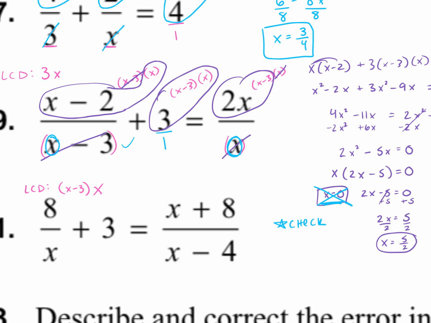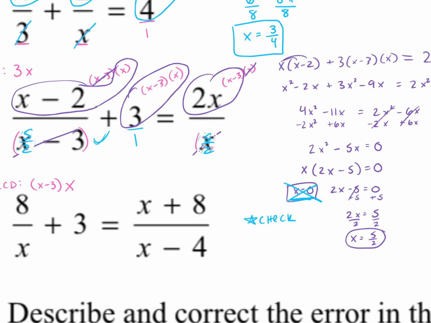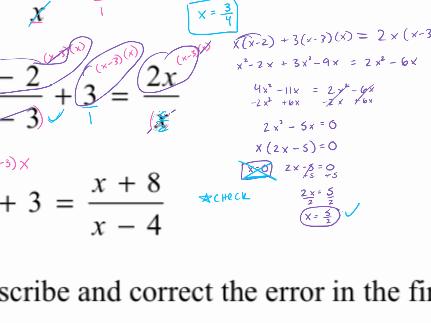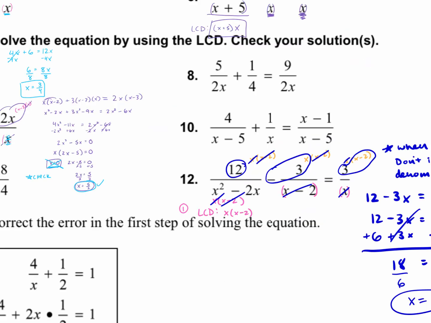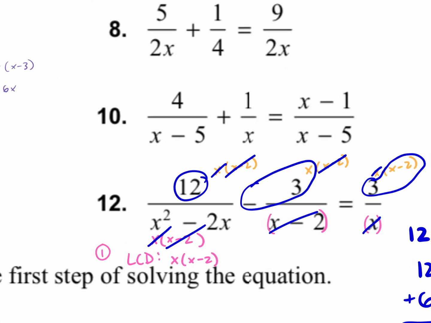And then let's just plug in 5 over 2 just to be super sure. I have 5 over 2 minus 3. Is that 0? Nope. We're good there. And then 5 over 2 and x, that's not 0 either. So 5 over 2 works. So that would be our only answer. All right, let's do number 10.